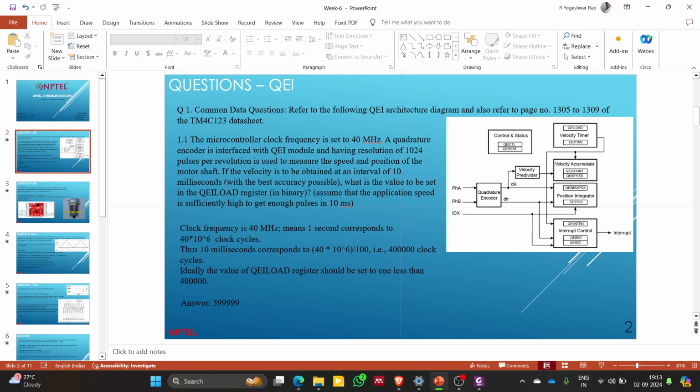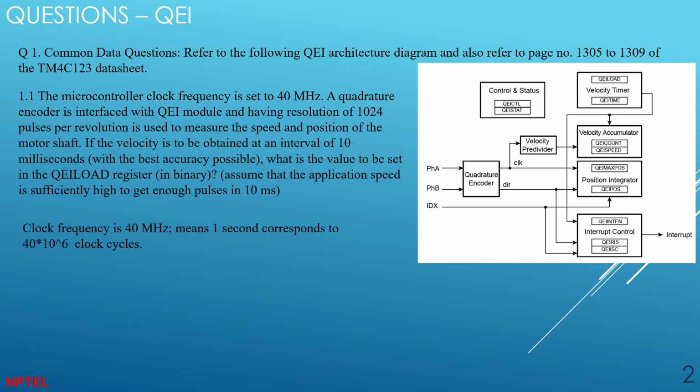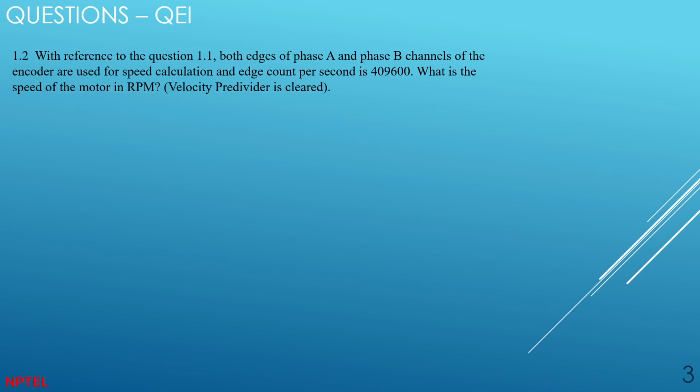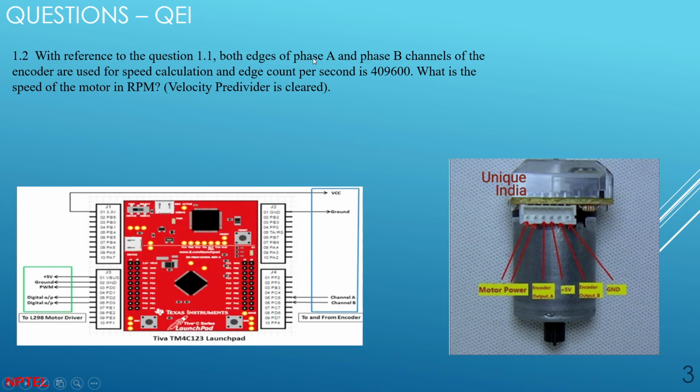So this is what the question is. You need to always enter in terms of clock cycle, okay? And let's just move on. So there is a follow-up question to the previous slide question. With reference to question number 1.1, both edges of phase A and phase B channel of the encoder.